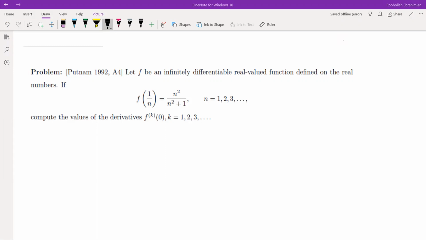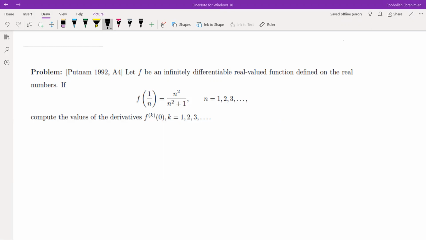So let's look at the problem and see what are some ideas that come to mind. We are given a function that is infinitely differentiable, from R to R, and we are basically given the value of the function at all of the 1 over n. So it's only a countable set at which we are given the values of the function. And the question is asking us to find the derivative of f at 0, second derivative of f at 0, third derivative of f at 0, and so on.